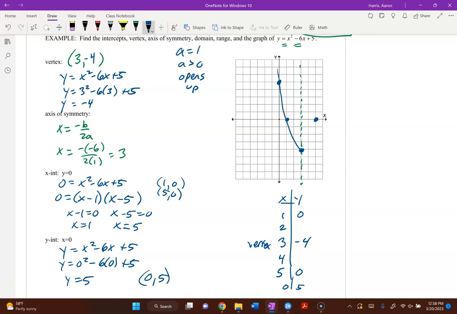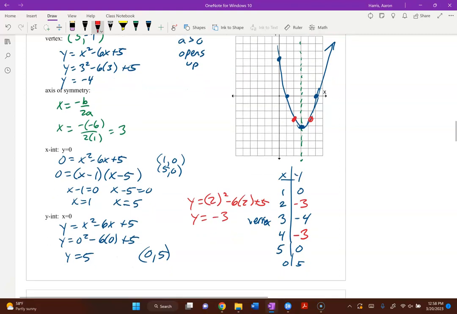Once you've got the vertex and a couple other points on both sides, that's enough. I mean, it'd be nice to throw in the 2. You know, if you throw the 2 in, 2 squared minus 6 times 2 plus 5. You have 4 minus 12, negative 8 plus 5, negative 3. So right there, and you could throw in the 4 as well if you want a couple more points, right? Make it a little nicer looking. Did you graph that thing? Any questions so far?